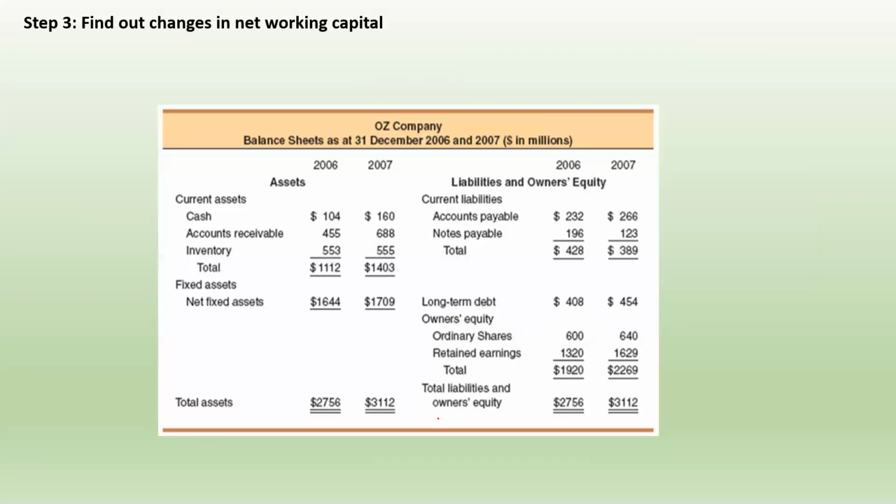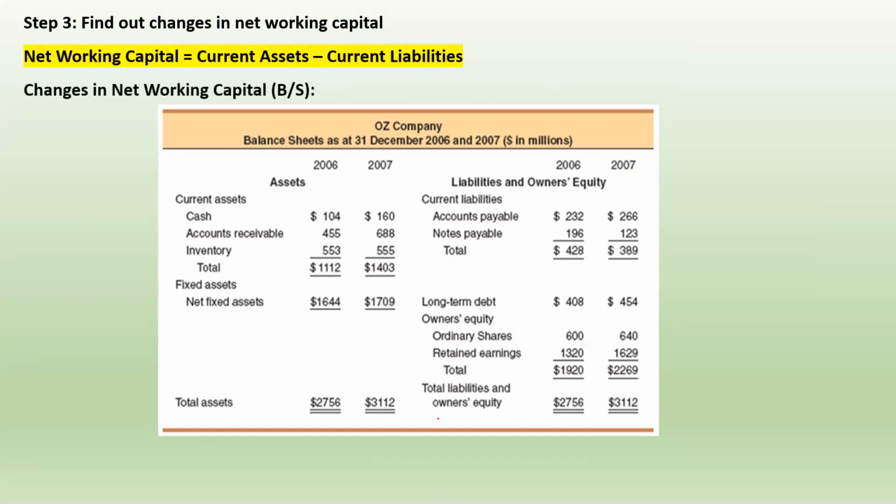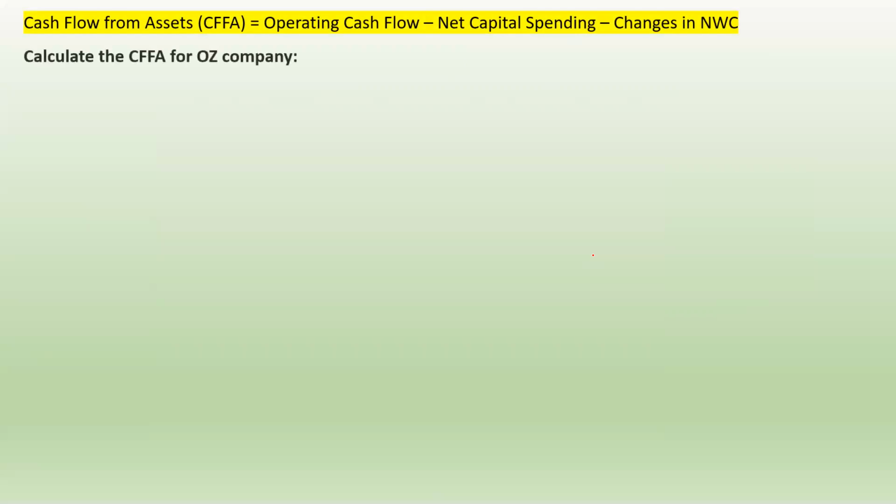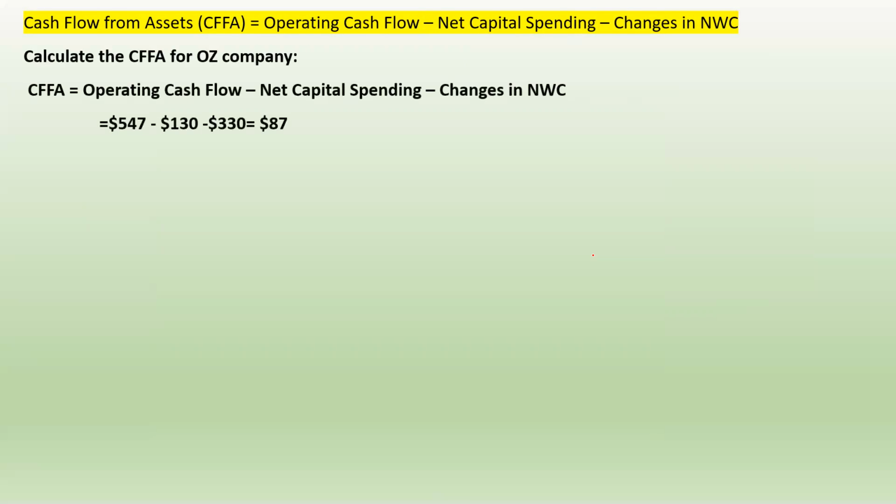So here, step 3, we find out changes in net working capital. The net working capital in 2007 is the difference between those two numbers. And the net working capital in 2006 is the difference between those two numbers. And we found that the changes in net working capital is $330. So the cash flow from assets for this OZ firm is the operating cash flow we get, minus the net capital spending, minus the changes in net working capital, which is $87.